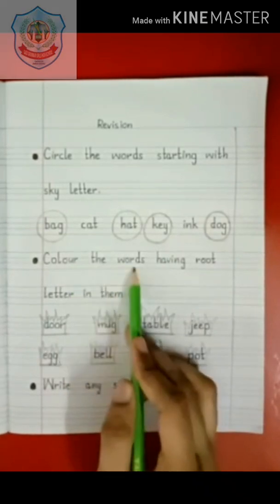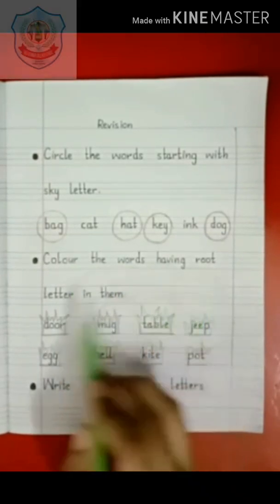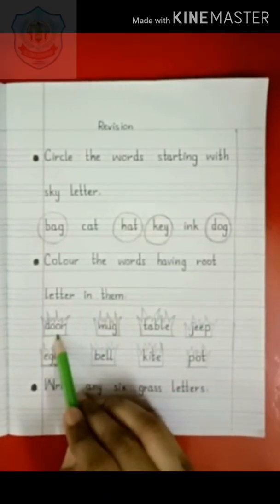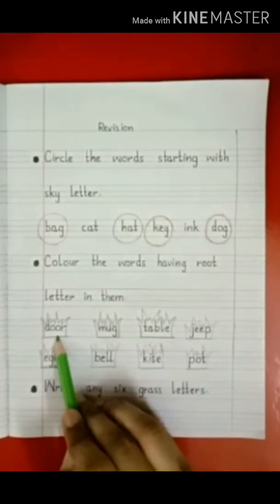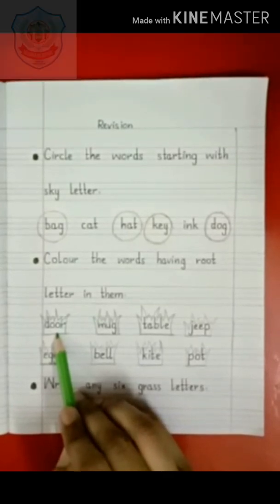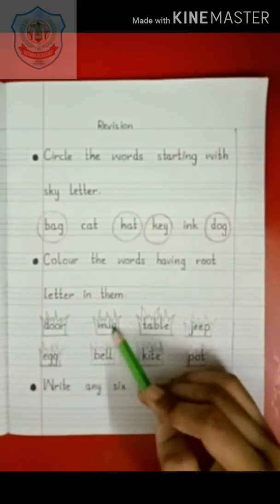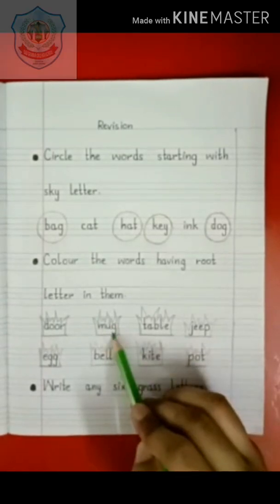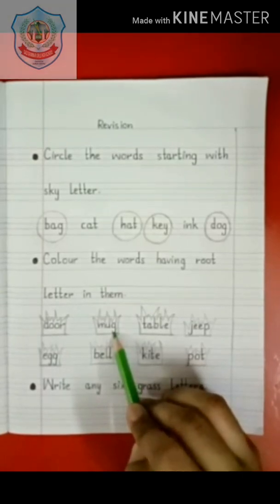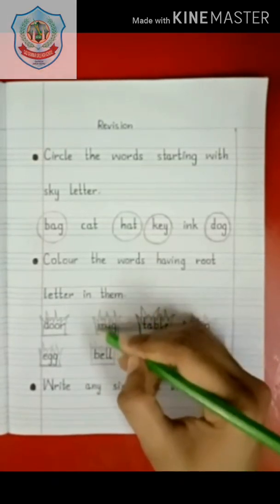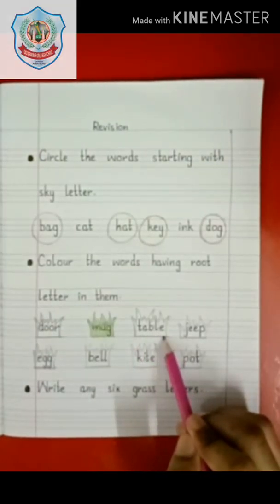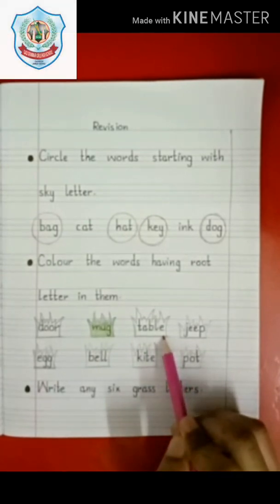Color the words having root letters in them. Look at this word. This word is door. There is no root letter in it. Now look at the next word. Next word is mug. In this word, G is root letter. We will color in it. Look at the next word. Next word is table. There is no root letter in this word.